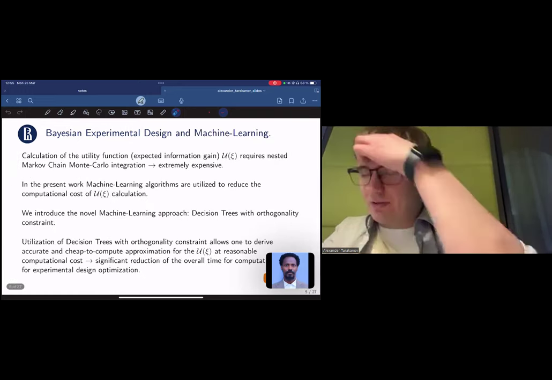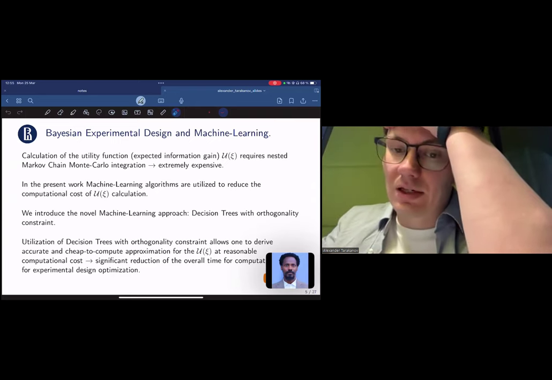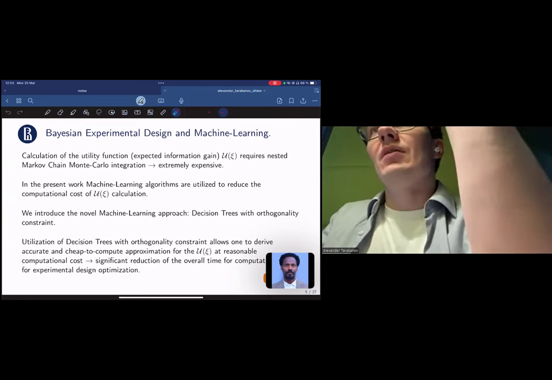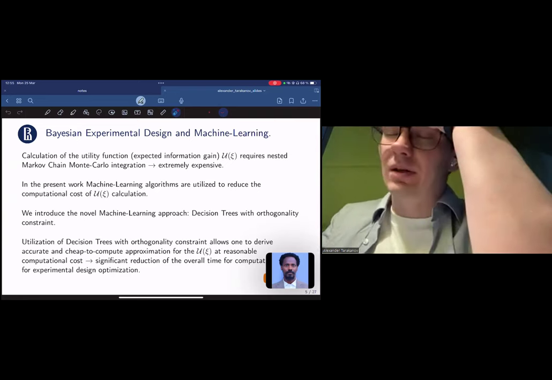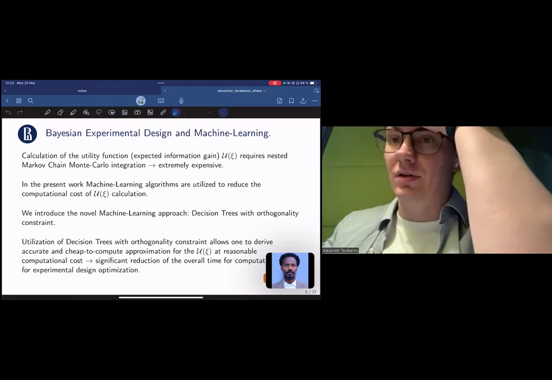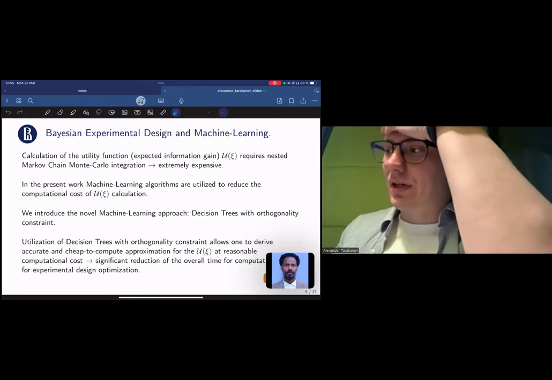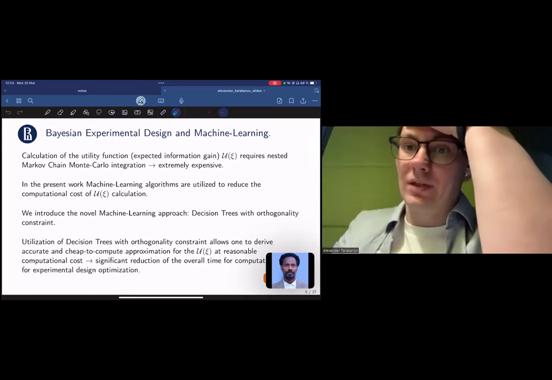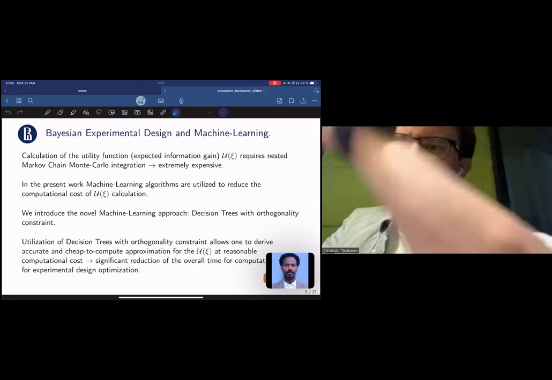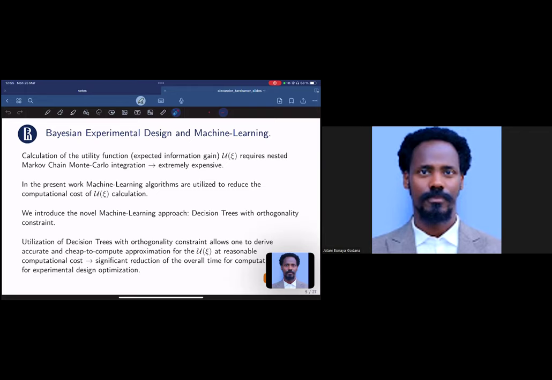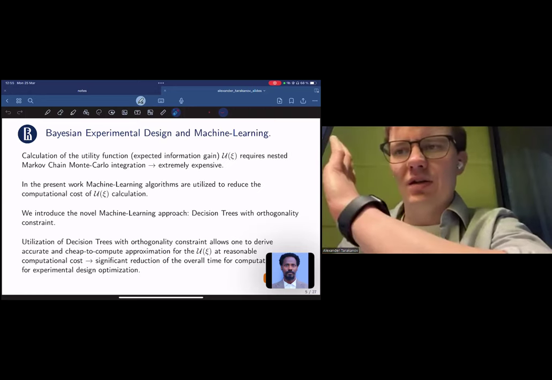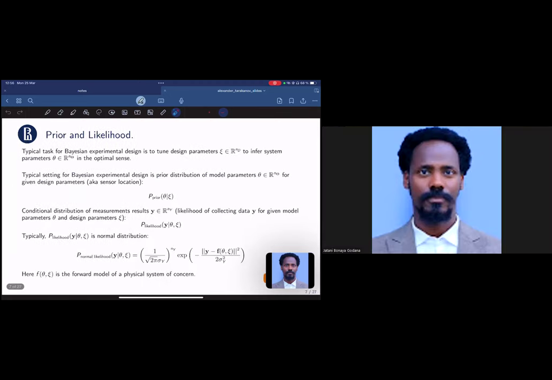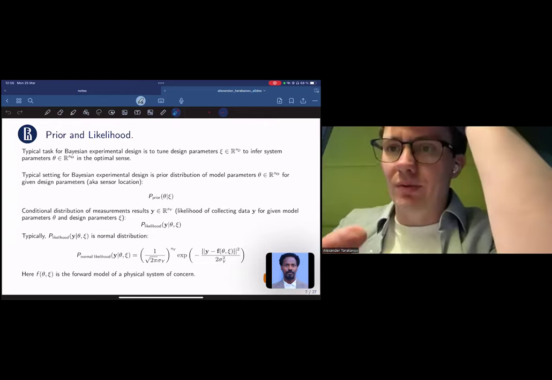The Bayesian experimental design is well founded from a theoretical point of view. There is lots of theory under the hood, but the problem is that the computational cost of calculating the utility function could be very high. Therefore, in this work, we propose a machine learning approach that can reduce the computational cost of Bayesian experimental design. This novel approach is called orthogonal decision trees, or decision trees with an orthogonality constraint.